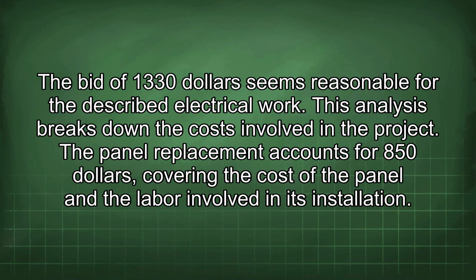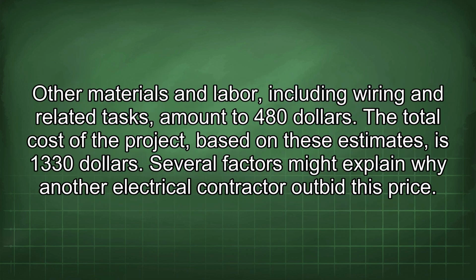A bid of $1,330 seems reasonable for the described electrical work. This analysis breaks down the costs involved in the project. The panel replacement accounts for $850, covering the cost of the panel and the labor involved in its installation. Other materials and labor, including wiring and related tasks, amount to $480. The total cost of the project based on these estimates is $1,330.